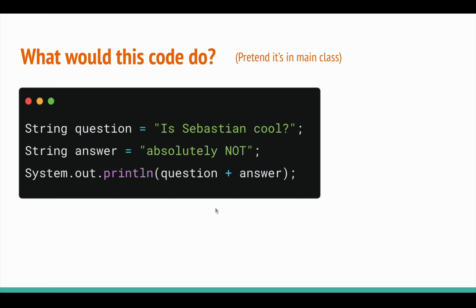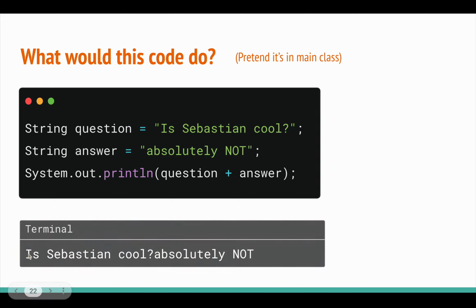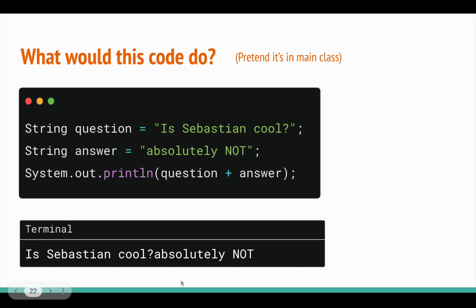Okay, so pretending that all of this is in the main class, what do you think this code would do? Pause and think about it. Okay, so in this code, it will output this. Is Sebastian cool? Question mark. Absolutely not. And notice that it doesn't have a space in between.